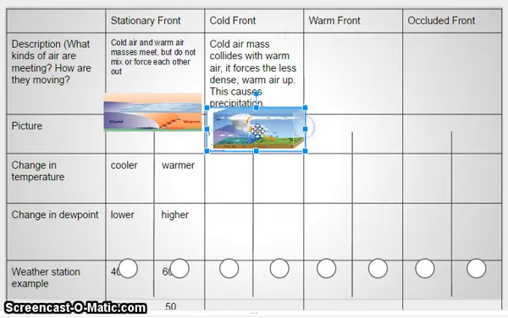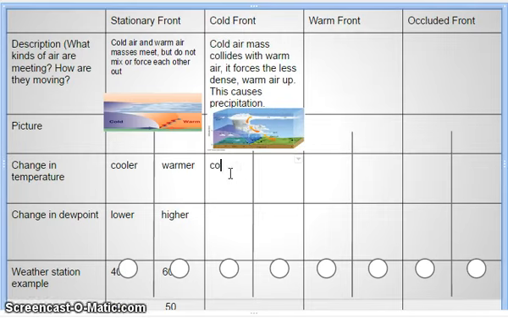Okay? So you're going to have cooler temperature in the air mass, warmer temperature in front of that air mass, again a lower dew point inside the cool air mass and a higher dew point outside. Alright, and the temperatures can be similar down here.